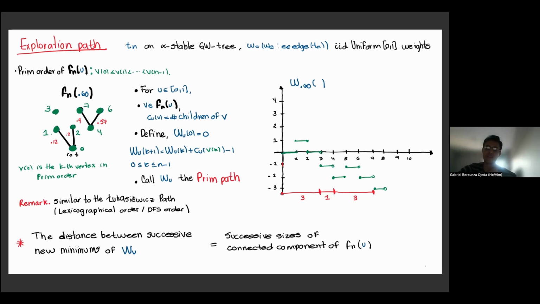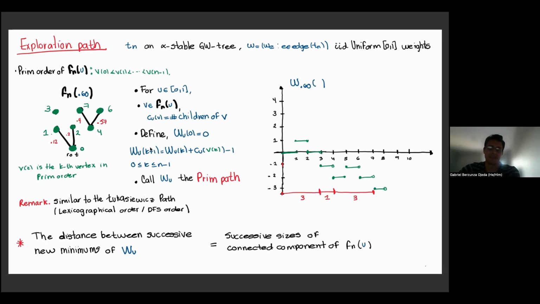The difference is that this exploration is not consistent in U. So every time you remove an edge and you do this exploration using the lexicographical order, the order of the vertices in the labeling might change, something that doesn't happen with the prime exploration. But in fact, it's not too difficult to check that the Lukasiewicz path and the prime path, for every fixed U, have the same distribution, even though they are different.